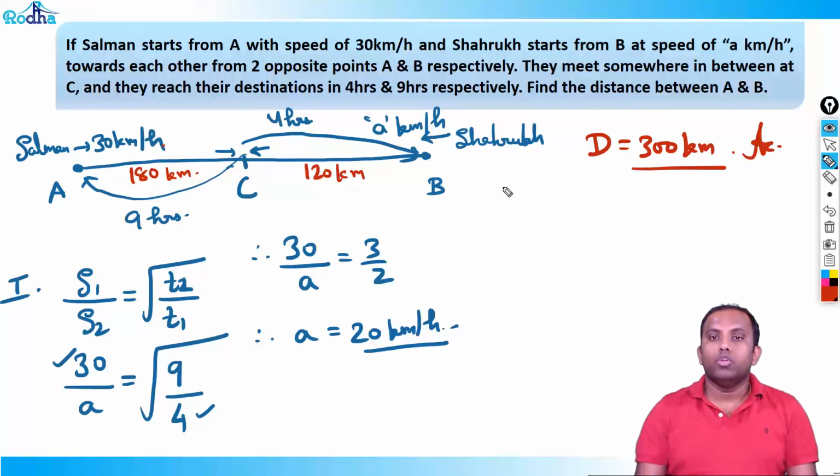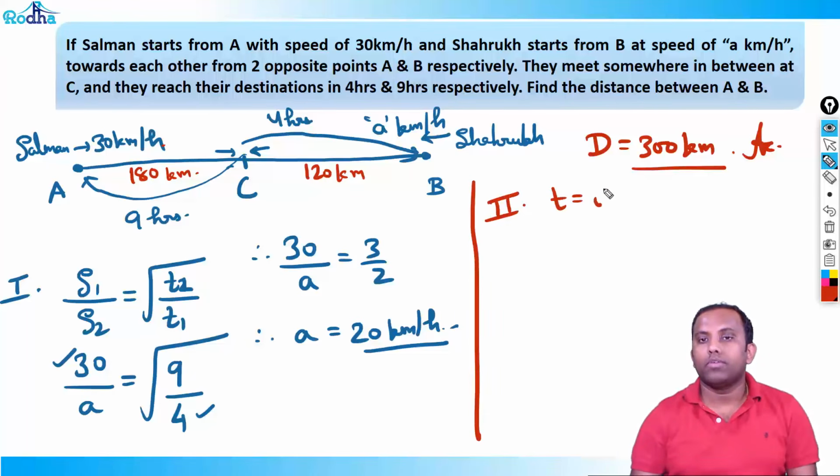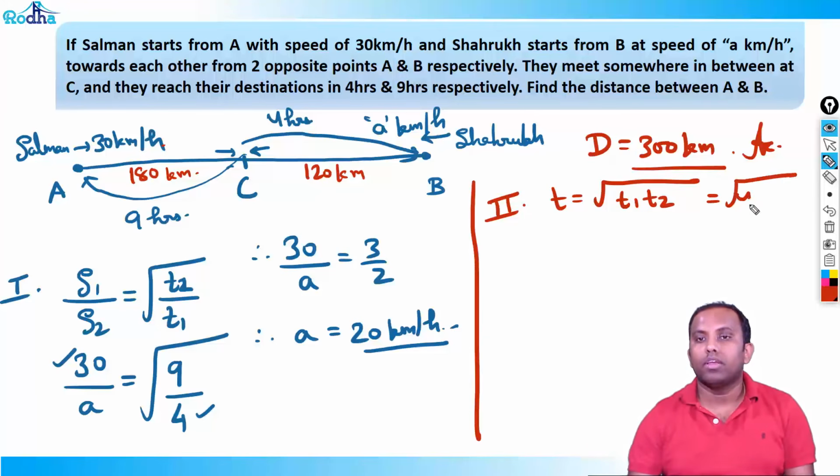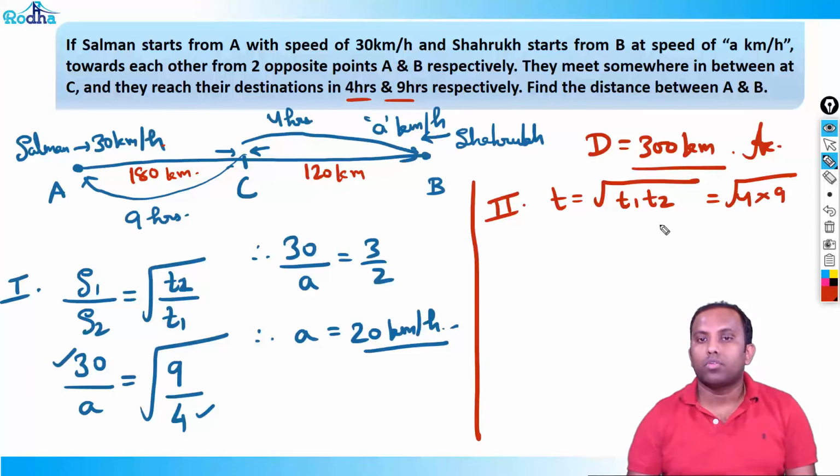Correct? You could have also calculated T here using the second funda. What is the second funda? T is equal to root T1 T2. What is T here? The time taken for them to first meet each other. So what is root T1 T2? Root 4 into 9. So T is equal to how much?